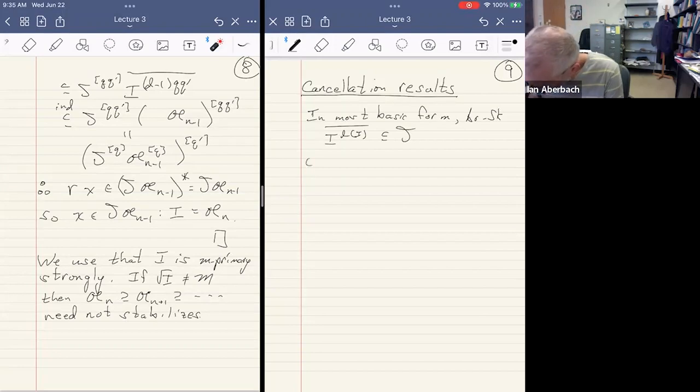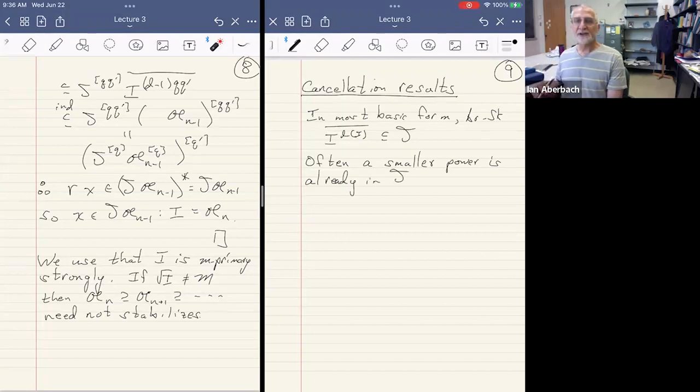But in fact, often a smaller power is already in J. Especially if you're thinking about ideals that are particularly nice, they have small reduction numbers with respect to J. And so there's no reason you necessarily have to go up to the analytic spread value to get inside J. So that leads to the following question.